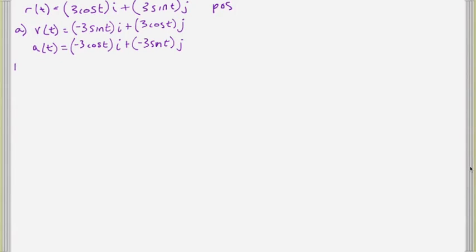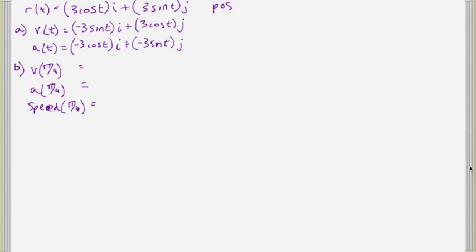The next part wants us to find the velocity at pi fourths, the acceleration at pi fourths, the speed at pi fourths. It also asks for the direction of motion, but that's not really a concern. I've never seen that show up on an AP. But velocity, acceleration, and speed, yes, for sure.